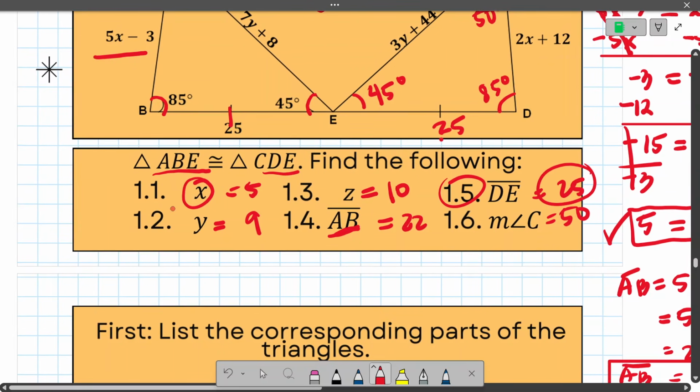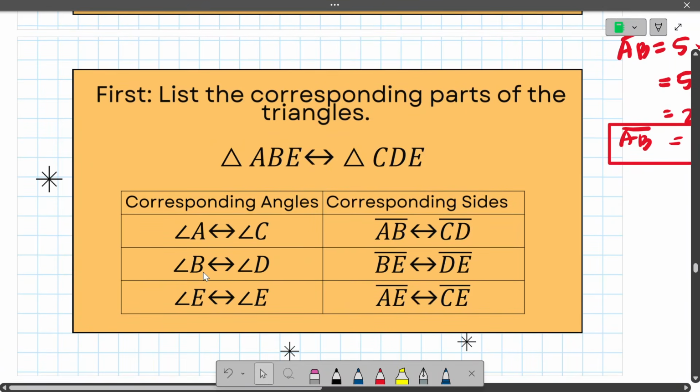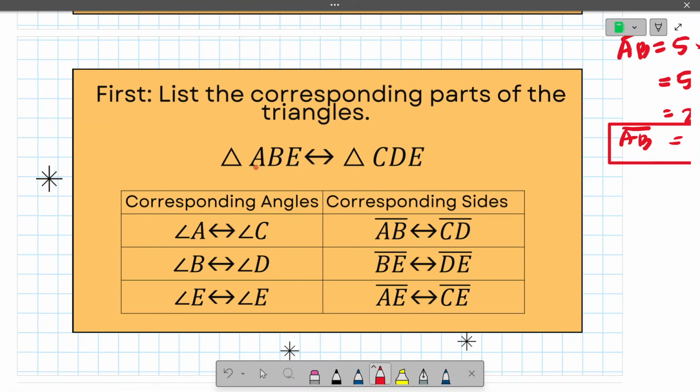Let's go for the second problem. This part here, I know you know it already. Just the corresponding ones. A corresponds to C, B corresponds to D, E corresponds to E. Ito na yan, angle, angle, angle. Now, how about here?